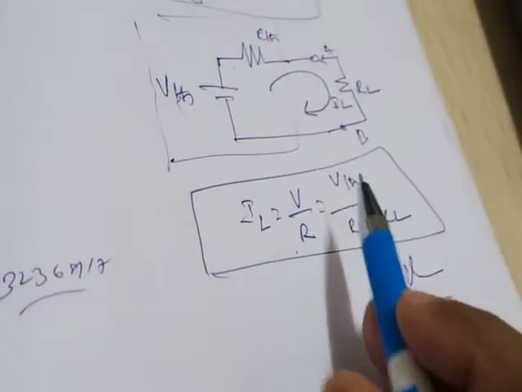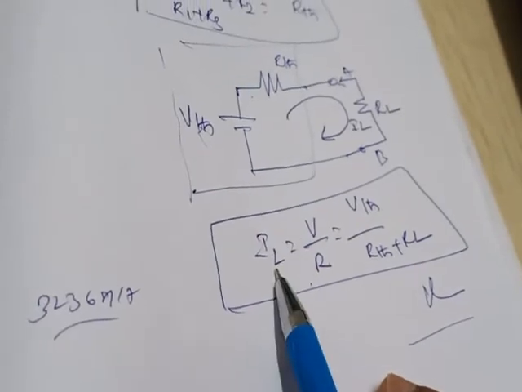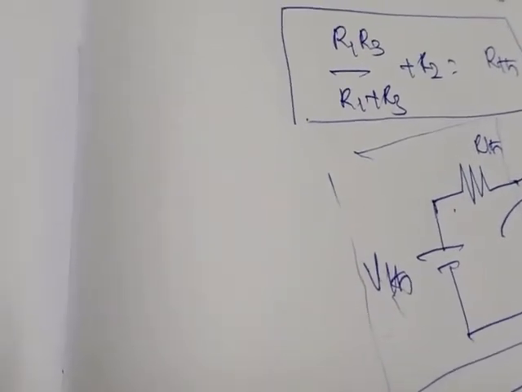IL equals V Thevenin by R Thevenin plus R. From that you will get the load current IL. So this is about the Thevenin's theorem. Now we will solve a problem for better understanding.